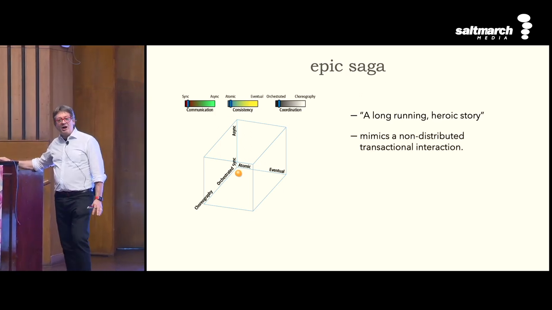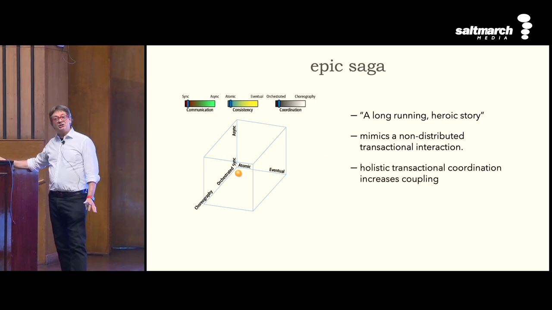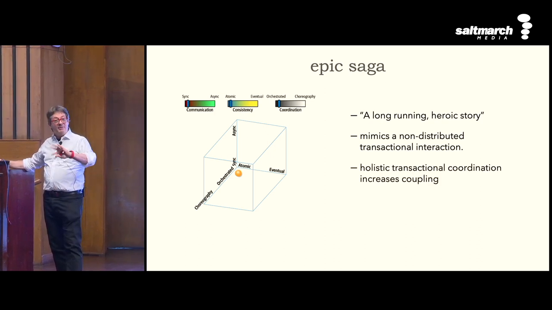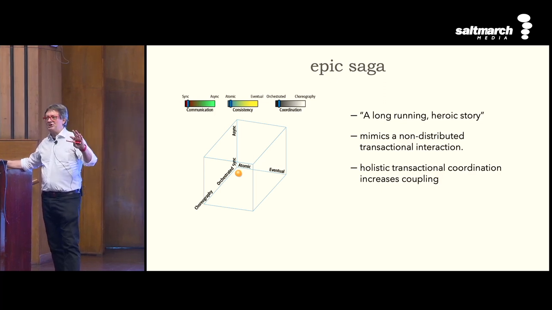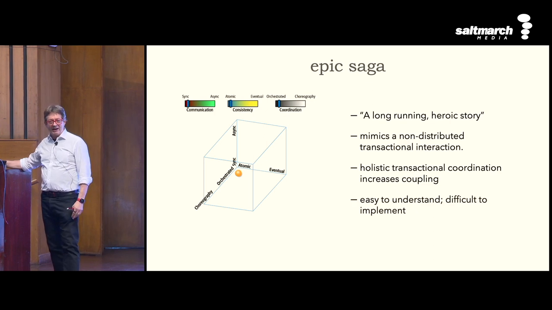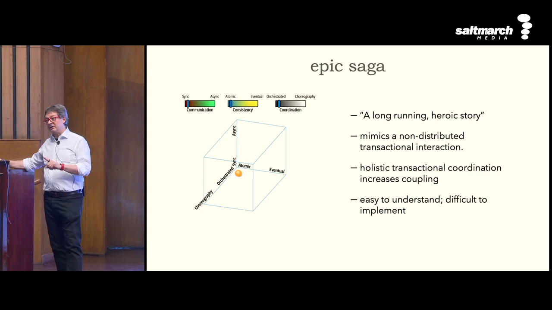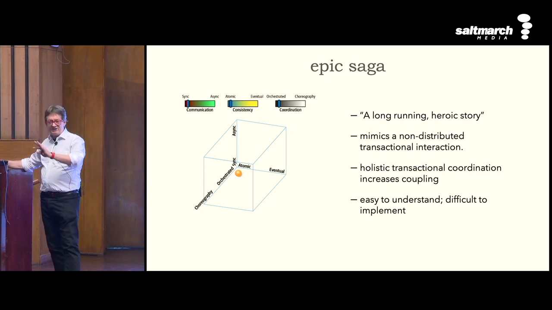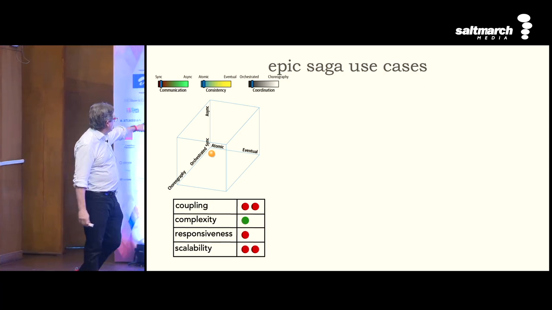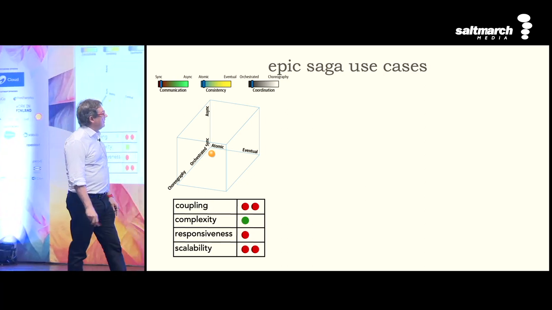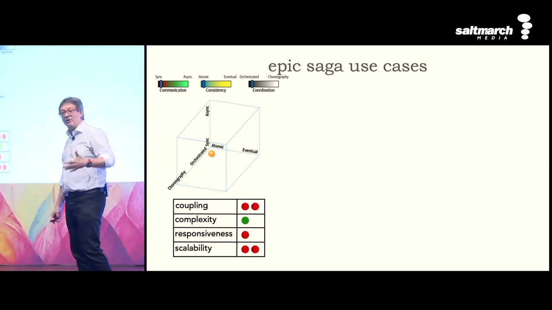This mimics a non-distributed transactional interaction. So correspondingly, this is the first attempt by a lot of teams because they're trying to mimic what happens outside of distributed architecture. And that transactional coordination really drives coupling really high. This one is easy to understand, but really difficult to implement correctly because of all the compensating updates and all the state that you have to manage here. So for each one of these, we have a scorecard here over on the left of the four forces that we notice change the most as you change from one of these to the other.